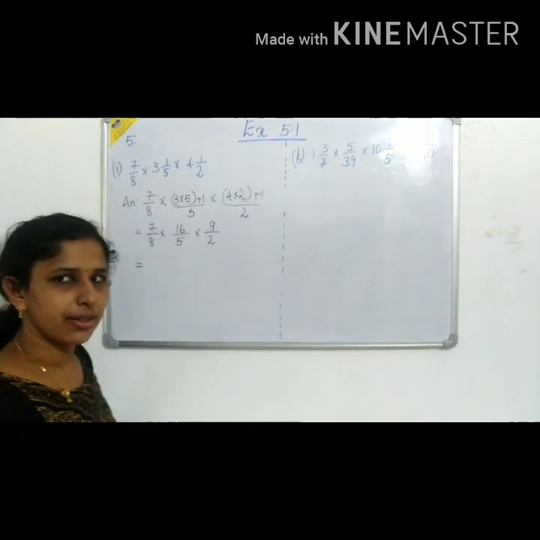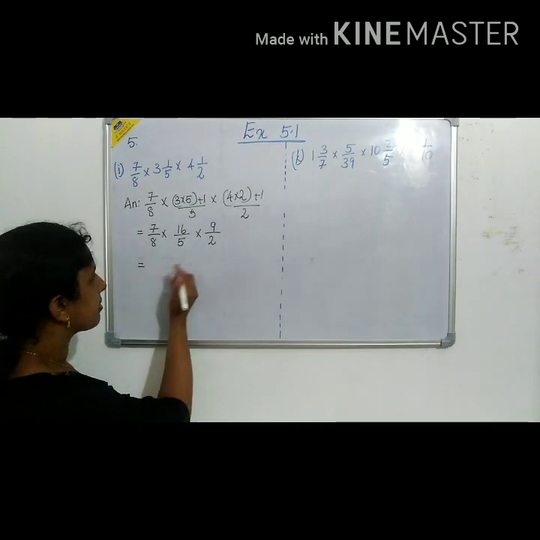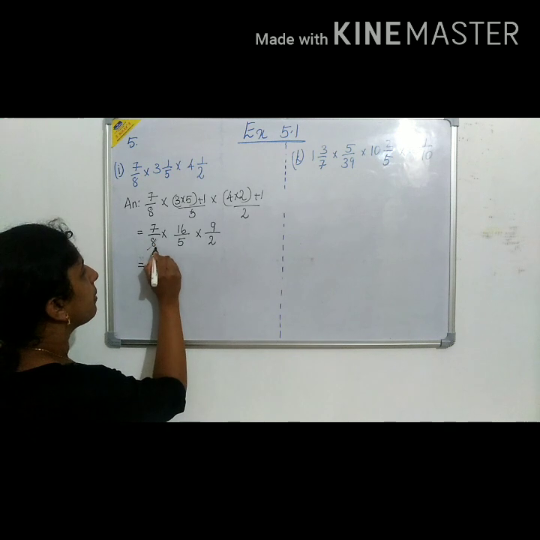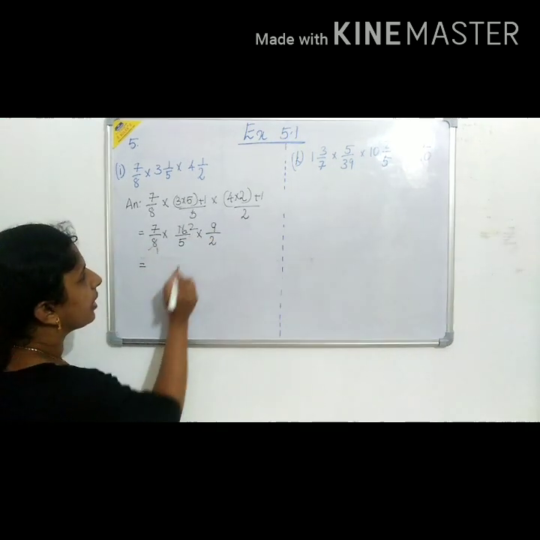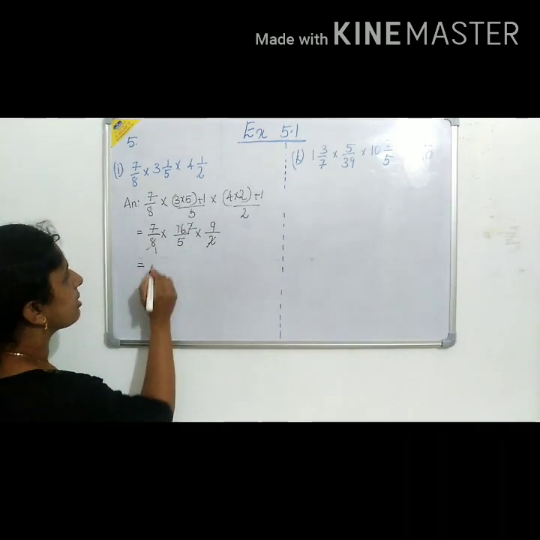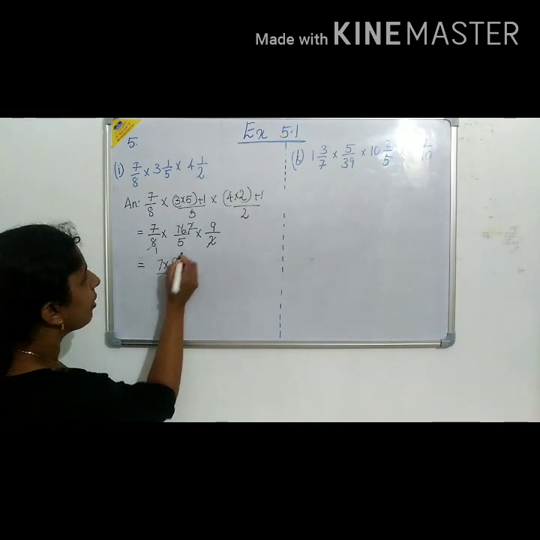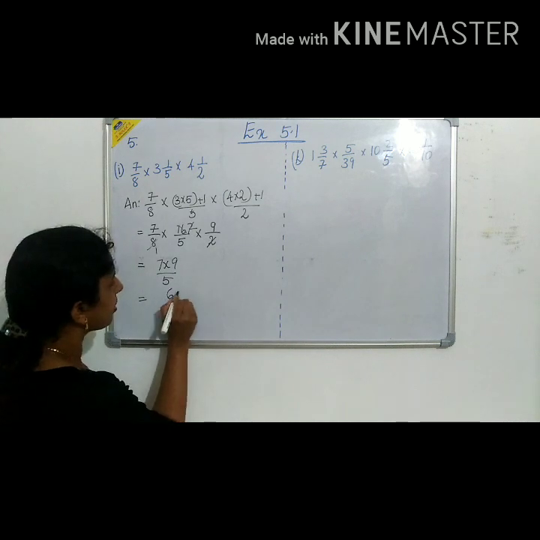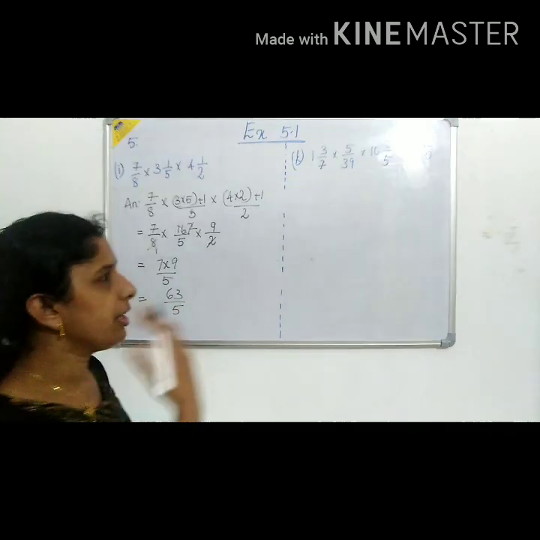Now we can cancel all the common factors. Here factors are 8 and 16 you can cancel. 8 by 8, 1. 8 2s are 16. Now this 2 and this 2 become cancelled. Now what is left here? 7 and 9 by 5. So 7 9s are 63 by 5. Now we can go to the next question.